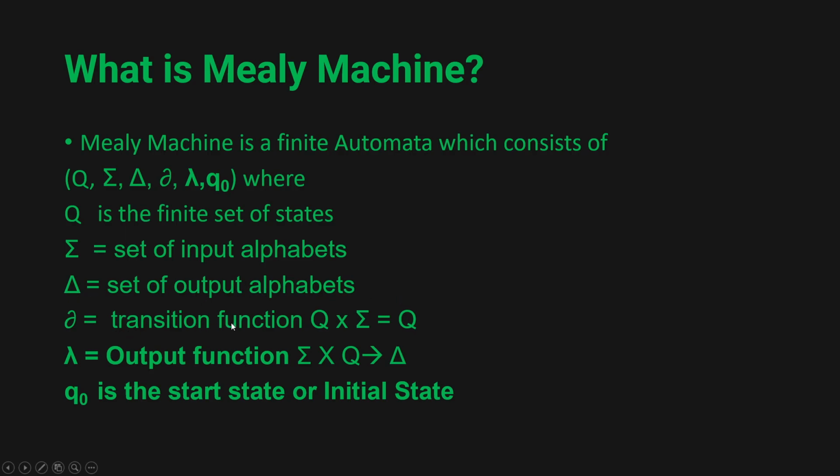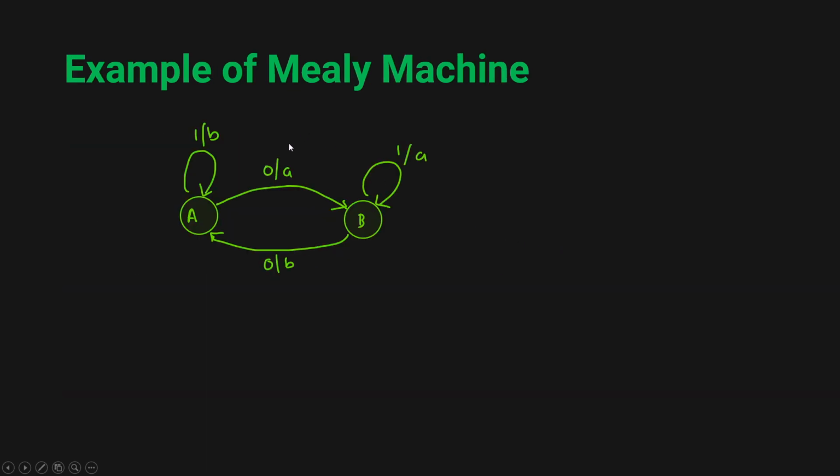Then we have got del. It is a transition function. That is, if you are in state A, you get input alphabet 1, you go to which state. So this is known as transition function del. Then we have got our lambda. Now lambda is output function. That is, on getting what input in which state, we are going to get what output. So this is known as output function. And Q0 is the start state or initial state. All right. Now let's look at an example of Mealy Machine.